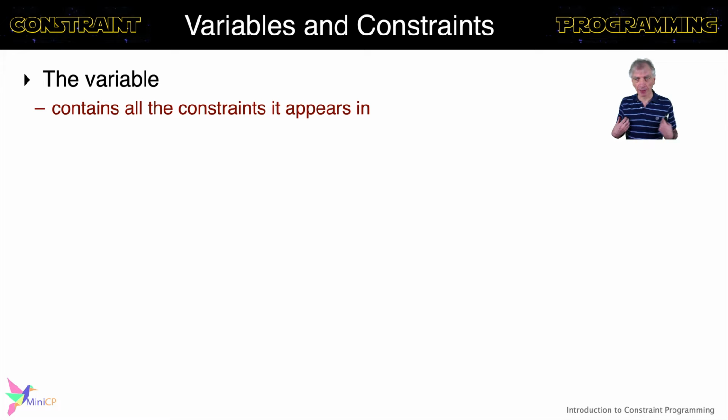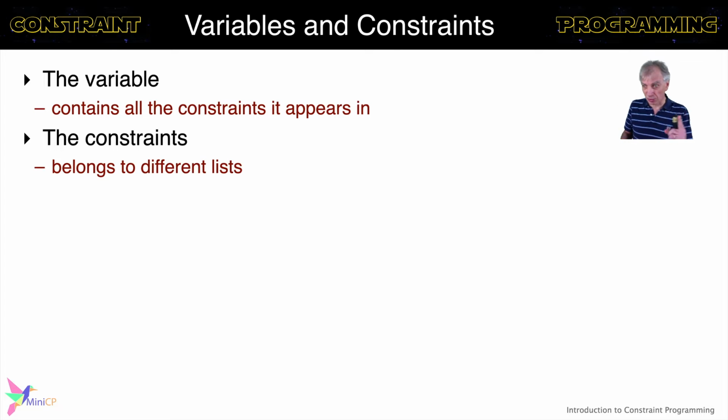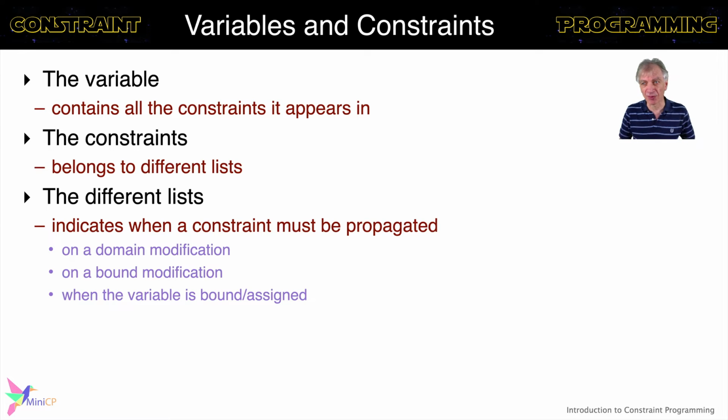All right, so the variable contains all the constraints it appears in. That's one of the fundamental things that it does. Now these constraints belong to different lists. We are keeping track of these constraints in different lists because they respond to different things. Some of the constraints are propagated when you modify the min or the max. Some are propagated as soon as you remove a value. And other constraints, like the not equal constraints, are only propagated when a variable is assigned, gets bound.